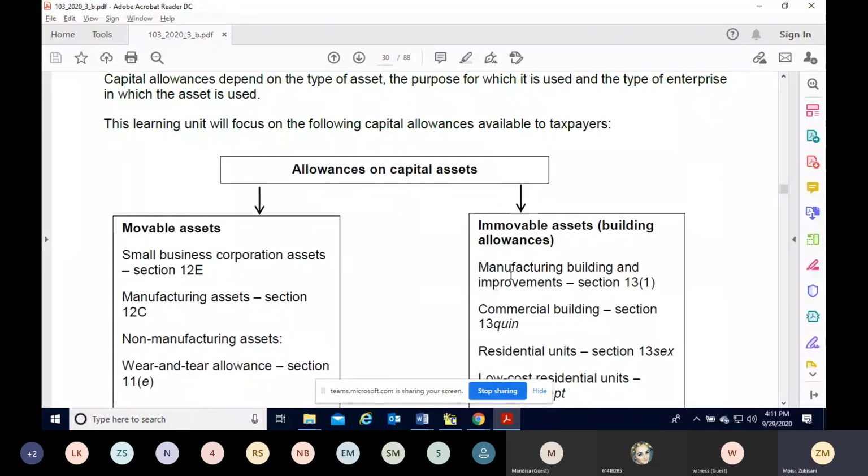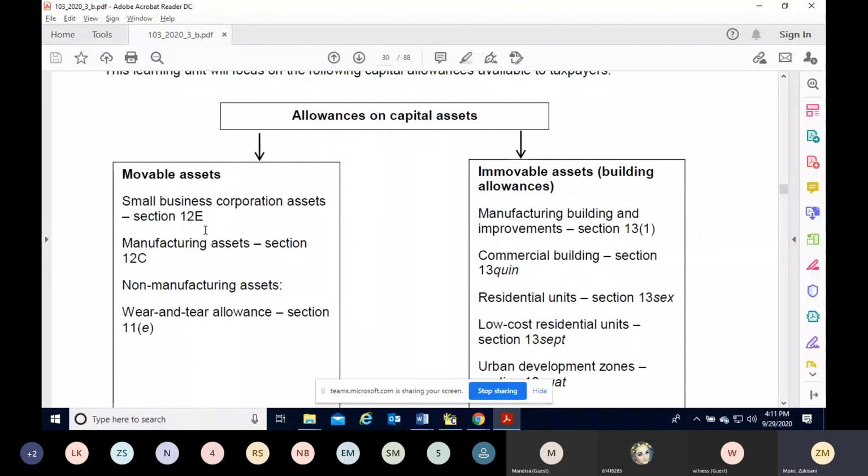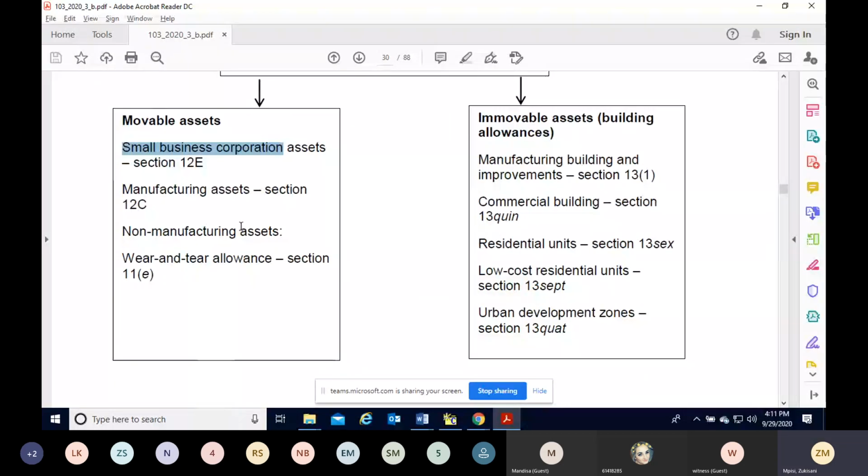So you are given almost what this learning unit will focus on. I want you to remember this. We have discussed it before. Movable assets for small business corporations, we apply Section 12E. What does Section 12E say? It says, for manufacturing assets, we write them off 100% in the first year of bringing the asset into use. For non-manufacturing assets, they are written off over 3 years: 50%, 30%, and 20%. Manufacturing assets in terms of Section 12C have a write-off process, and non-manufacturing assets have a write-off process.